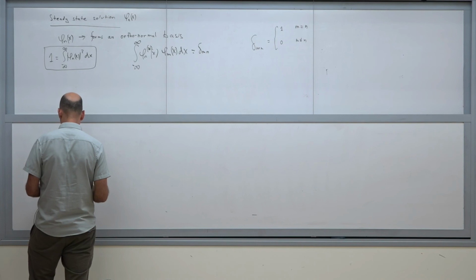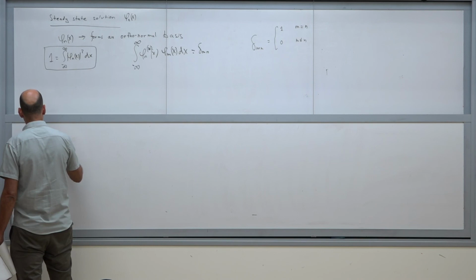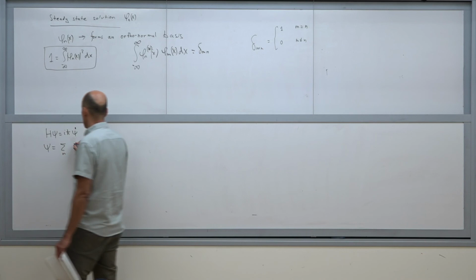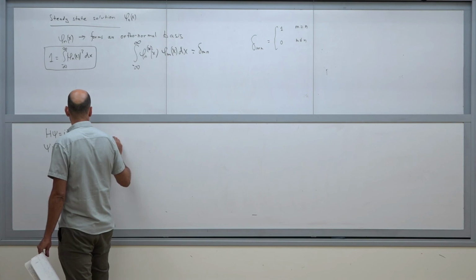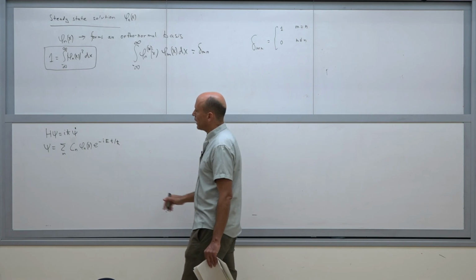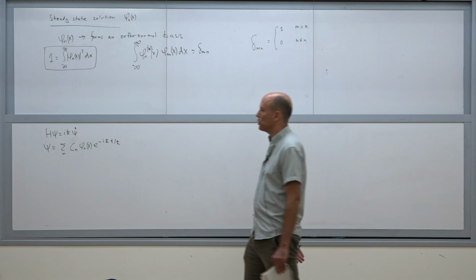So generally speaking, we have iħ ∂ψ/∂t = Hψ. Then we said ψ, let's sum it now over n, discrete energy levels, with c_n φ_n(x) e^(-iE_n t/ħ). This is the general solution, and our aim is to find this c_n that I called previously c_E, but now it's a discrete energy level, so I use this interpretation of the sum.